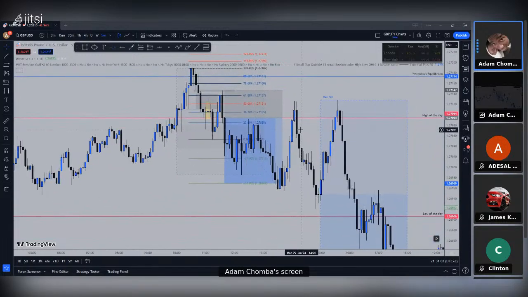Now the second setup, I'm pretty sure very few caught. The second setup was because the market was in a zone. So if you notice this, let me move this to the side.